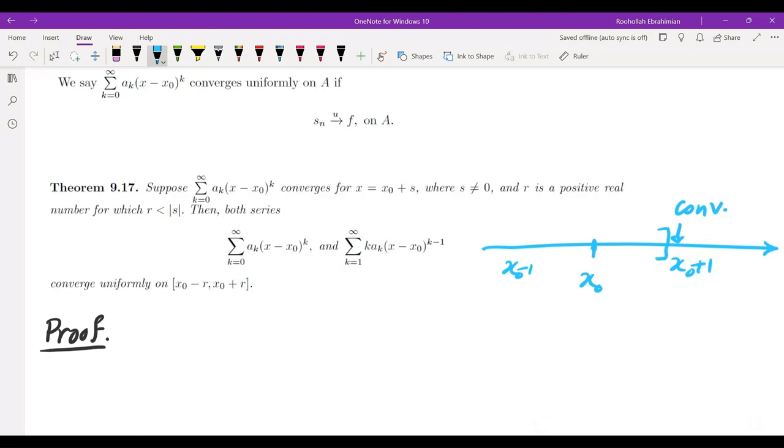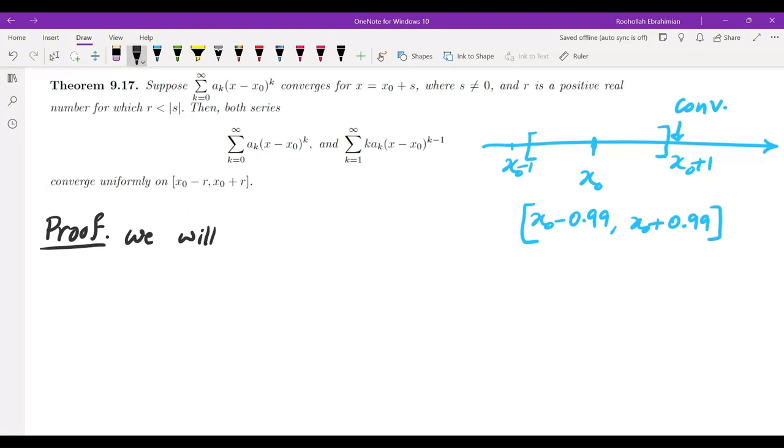for example, if you look at x0 minus 0.99 and x0 plus 0.99, then not only does the power series converge for everything between x0 minus 0.99 and x0 plus 0.99, but it also converges uniformly. And in addition to that, the derivative also converges uniformly. So we will use the Weierstrass uniform convergence criterion.